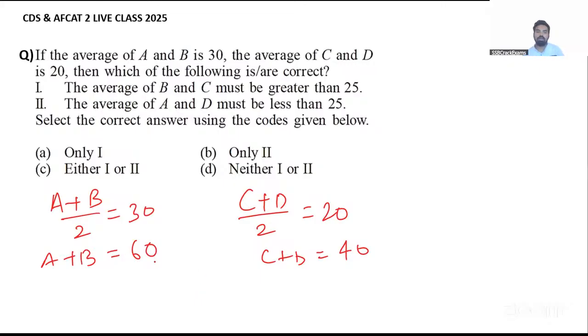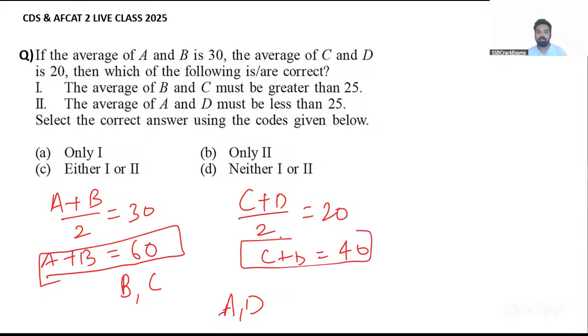So from here, it is not possible to conclude about B and C, or A and D. It is not possible to find B plus C, because we have no condition for them. We only know the sum of A plus B and of C plus D. So we don't know whether it is conclusive or not. So the answer should be D. But let's verify.